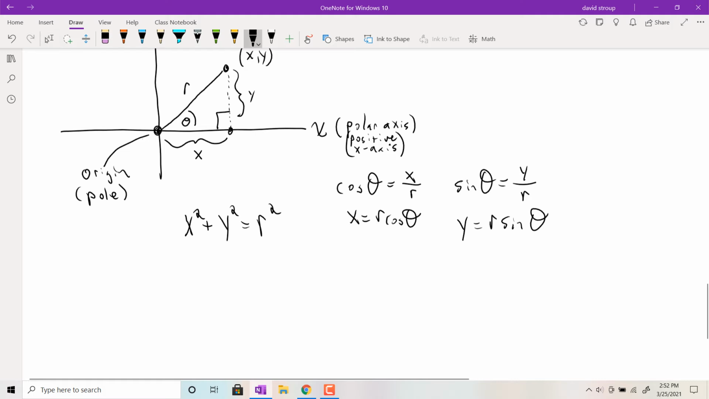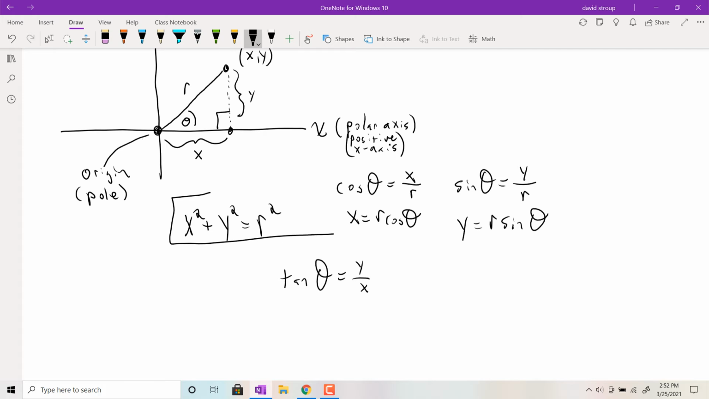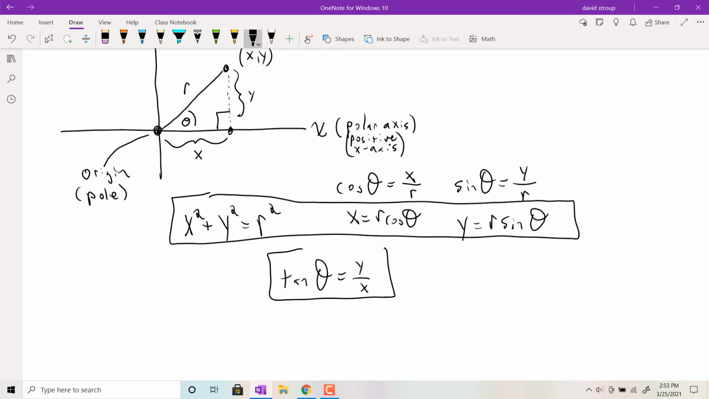And then there's one extra formula, which is also used, but not as much. The tan formula: tan of theta is equal to opposite over adjacent. So it's these three which are the workhorses for us, but we'll also be using this formula from time to time.